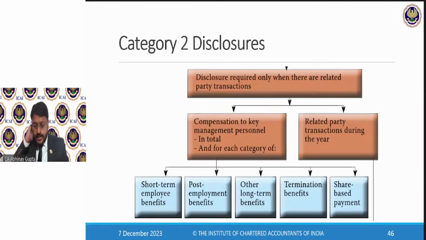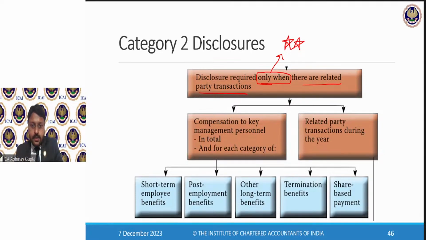Okay. Now let's move to category 2 disclosures. Disclosure required only when there are related party transactions. So if there are no related party transactions, or if there are no transactions with those related parties, the list of these related parties is not even required to be disclosed, right?